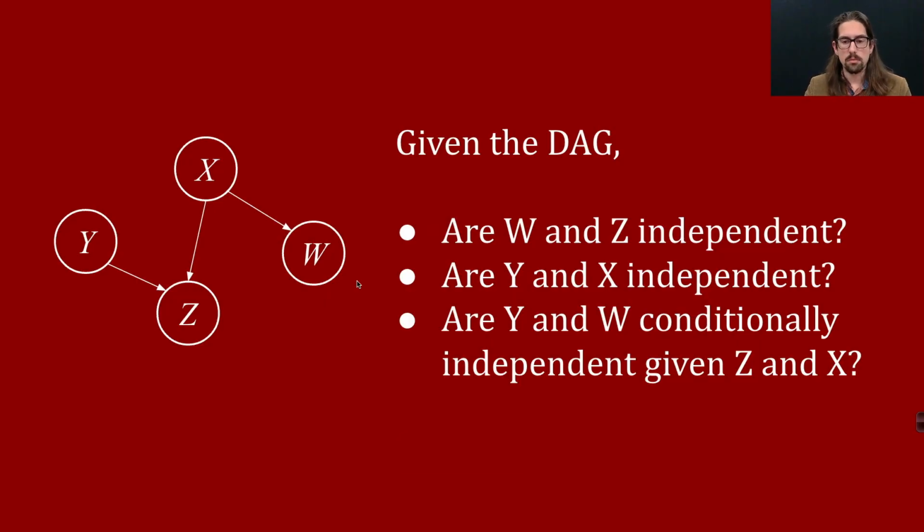We have this DAG, so pause this video and answer these questions here. So first, are W and Z independent? So we have to find all the paths between W and Z. In this case, there's only one. It's this. There's no collider on the path between W and Z. So information can traverse between W and Z, which means that they're not independent. Knowing one will give me information about the other.